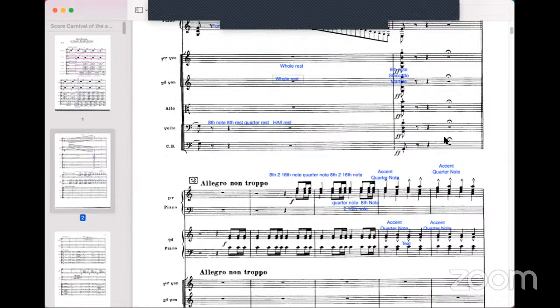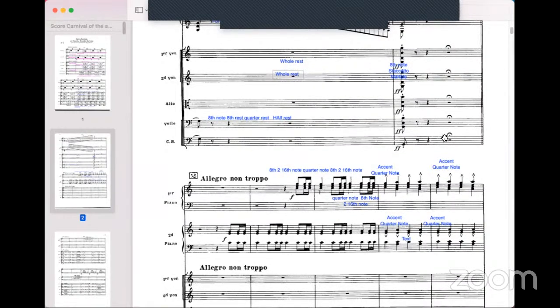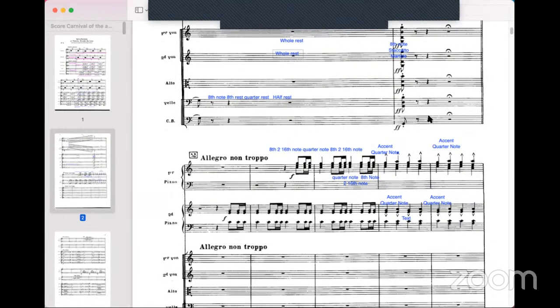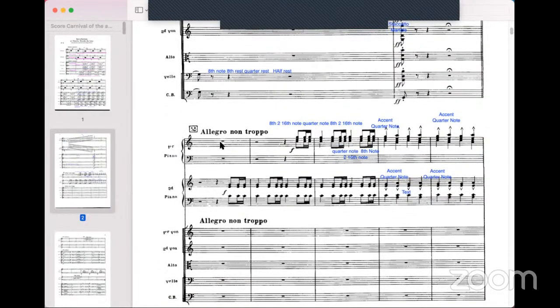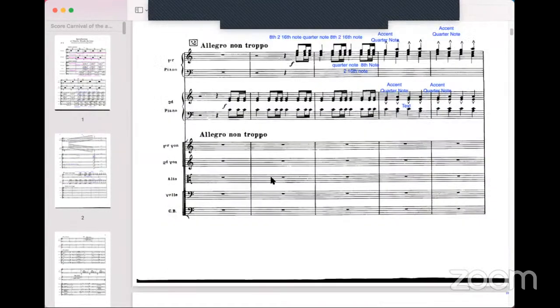The Art of Playing the Piano by Muzio Clementi, you can find on the preface. At the end of the preface, you can find all this information. This is fortissimo. And here was whole rest, half rest, quarter rest, eighth note, 2 sixteenths, quarter note, eighth note, 2 sixteenths, quarter note, eighth note, 2 sixteenths. And the quarter note with the accent. Quarter note. So whole rest.